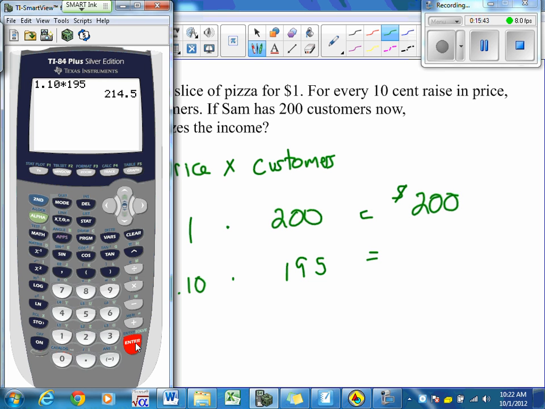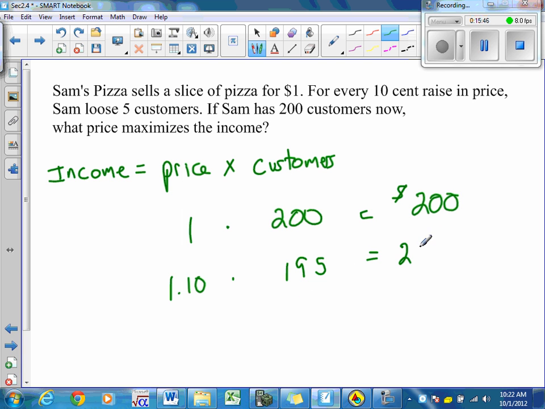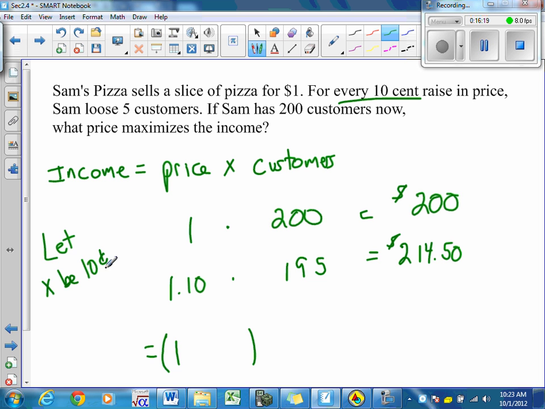So here's what we're going to do. Let's consider the price. Currently the price is $1, and we're going to raise it 10 cents. So I'm going to come over here and say let X be the number of 10-cent raises. So if I raise it 10 cents, X is 1. If I raise it 20 cents, X would be 2. So to make that work, my price is going to be 1 plus 0.1 times X. 20 cents, raise it 20 cents, X is 2.